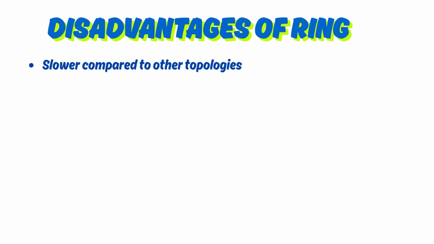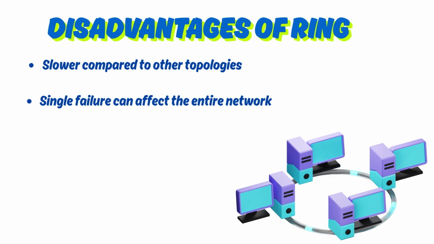The second disadvantage is that a single failure can affect the entire network. In a unidirectional ring, if one device or the main cable fails, the entire network breaks. Since data travels in one direction, there is no alternate path, meaning all the communication stops suddenly.